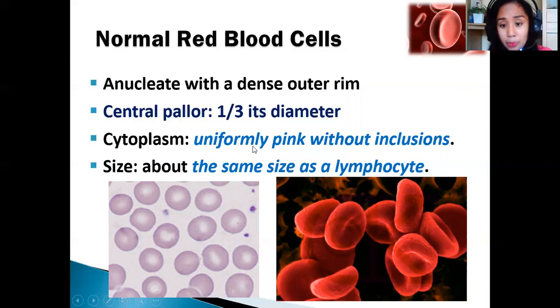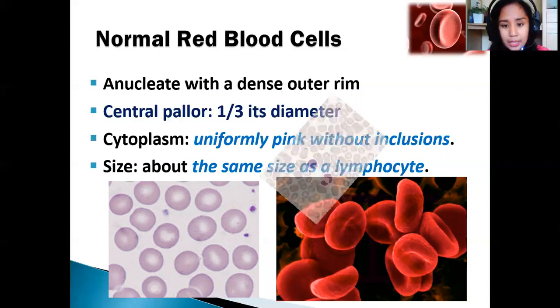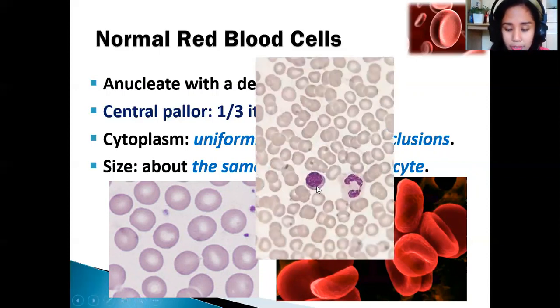The cytoplasm is uniformly pink without inclusions, specifically salmon pink. And in size, it is almost the same as a small lymphocyte, because there are also large lymphocytes. Small lymphocyte, like this one. So, this is a lymphocyte, guys.